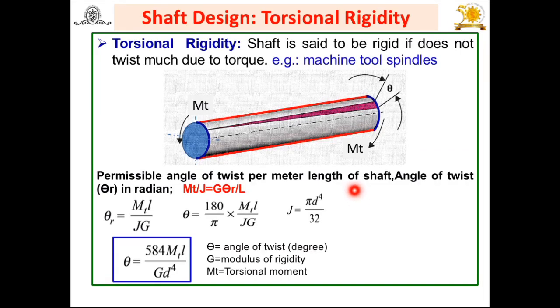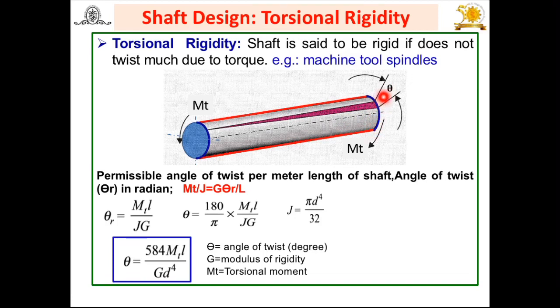Second criterion: design of shaft based on torsional rigidity. What is happening when a shaft is subjected to torsion, that means twisting? A shaft is said to be rigid if it does not twist much due to torque. Torque means twisting, because to transmit motion or power the shaft is rotating and there may be a possibility of twisting of the shaft, but it should be minimal, or it should be rigid to avoid that twist.